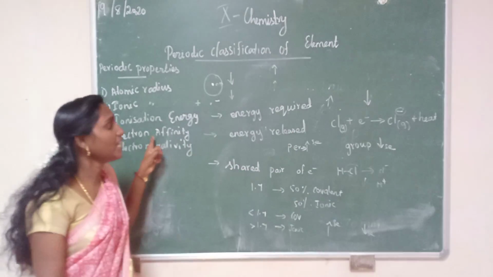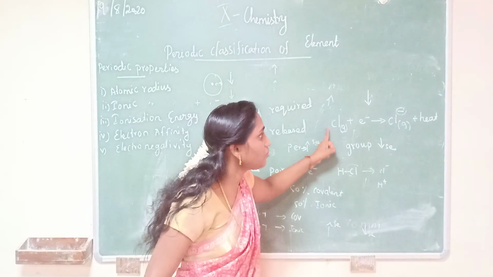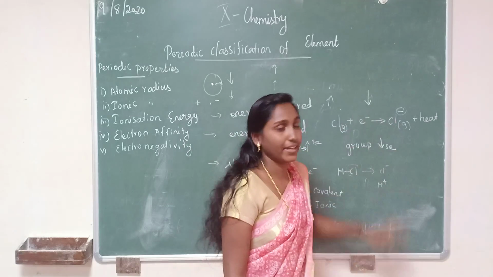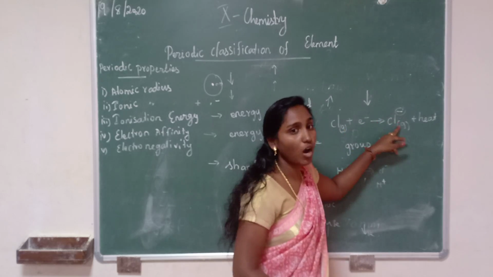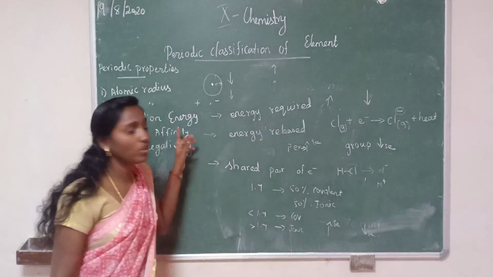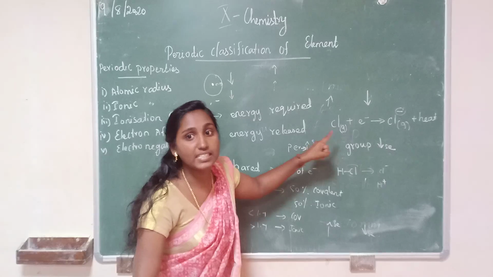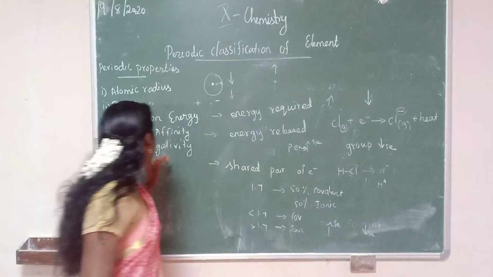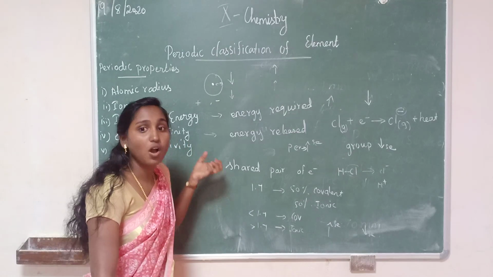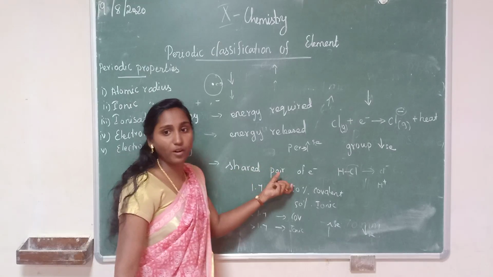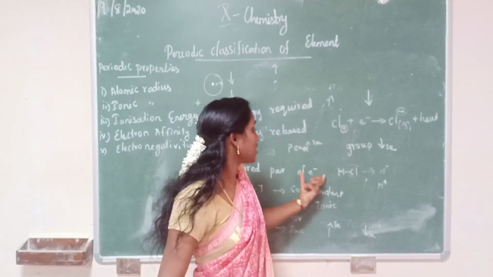Then electron affinity means what? The energy released when a gaseous atom gains an electron to form an anion. That is called electron affinity. In electron affinity, it increases across a period and decreases down a group. Then electronegativity means the tendency of an atom to attract the shared pair of electrons in a covalent bond.